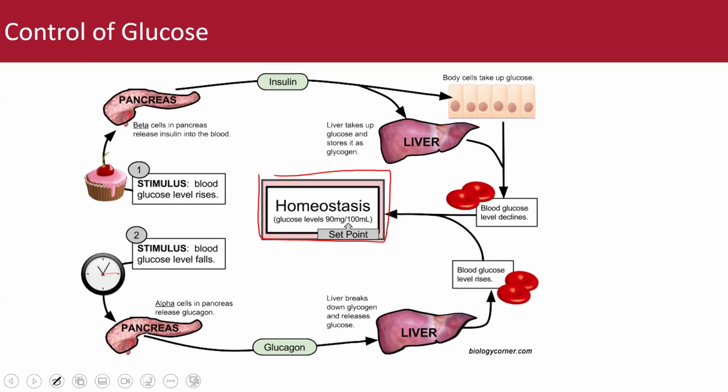Straight after this, you go and get a cake. Your blood glucose levels rise. Your pancreas detects the fact that the blood glucose has risen. Your pancreas produces insulin. Your insulin then takes up the excess glucose and stores it as glycogen.